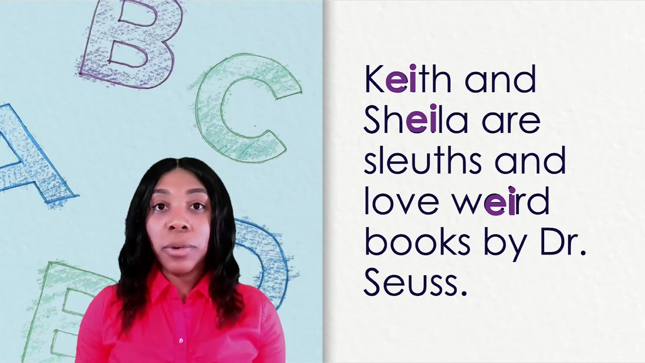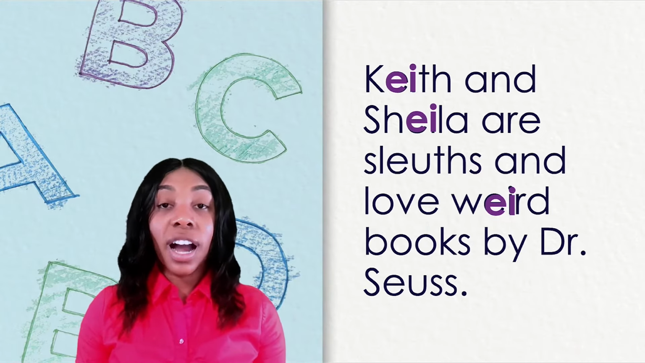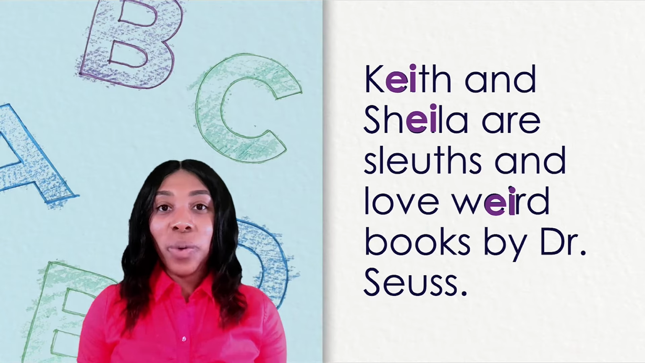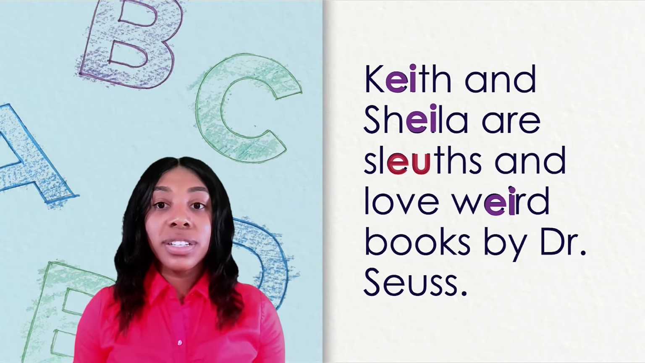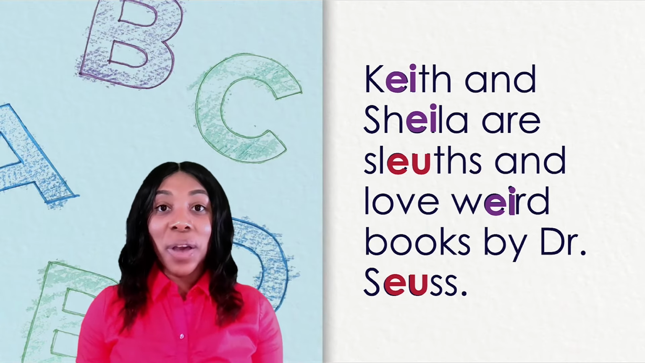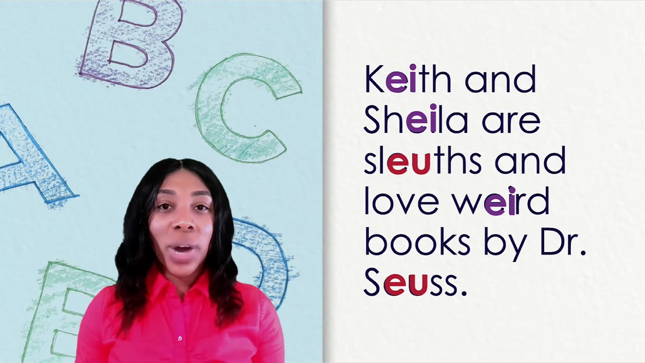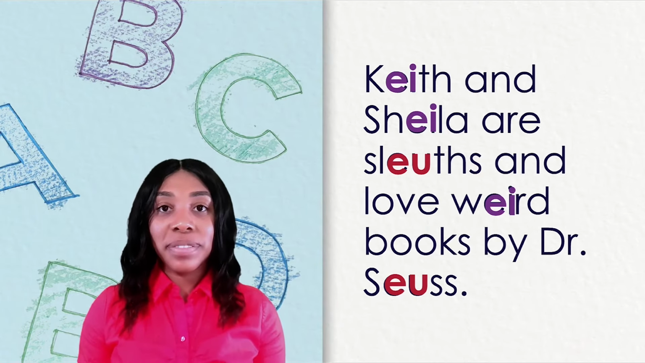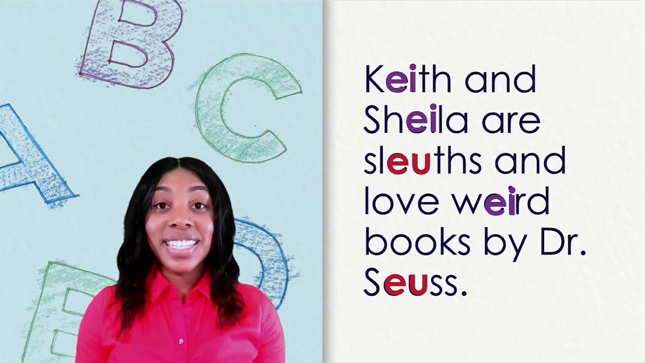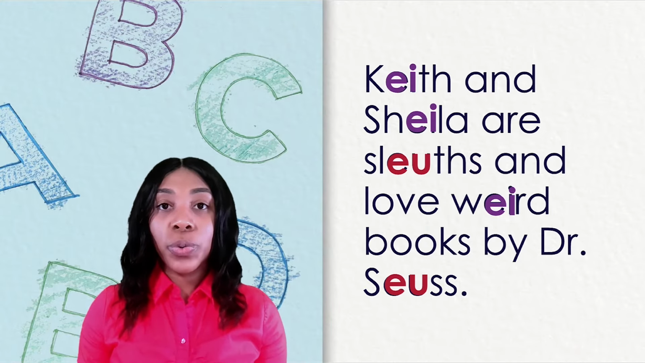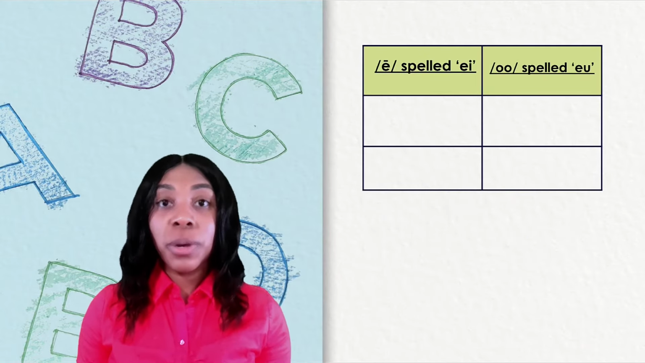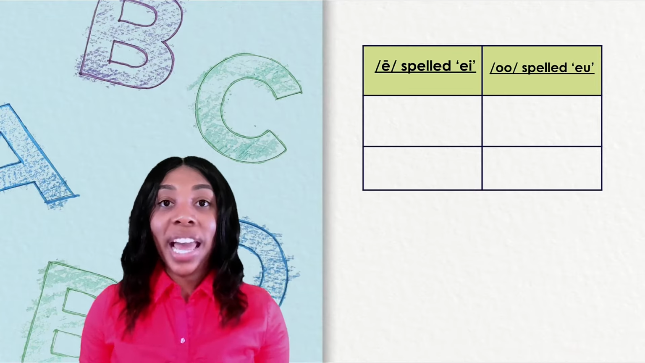Let me read the sentence one more time. Keith and Sheila are sleuths and love weird books by Dr. Seuss. What sound did you hear in the words sleuths and Seuss? We heard the oo sound. What letters does each word have in common? Each word has the letters E-U, which makes the sound oo. EU is also a vowel team. Let's look at a few more words with the spelling patterns EU and EI.